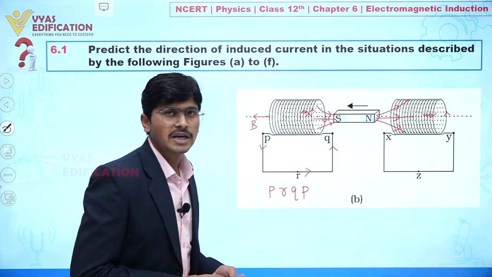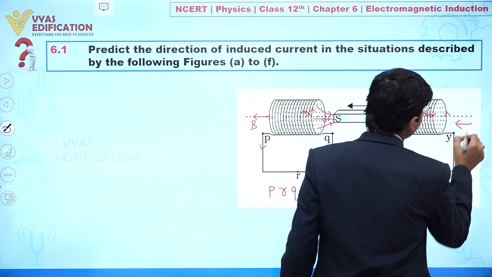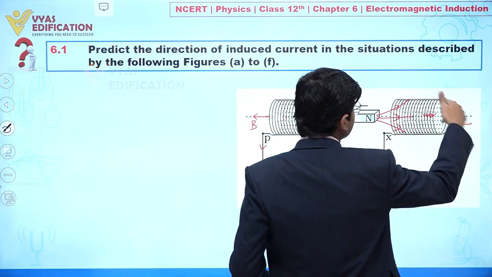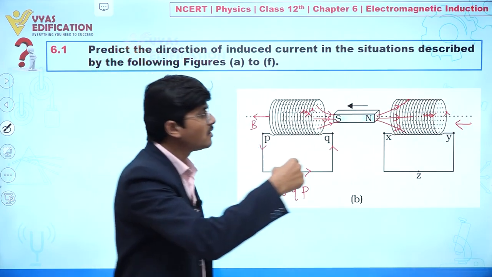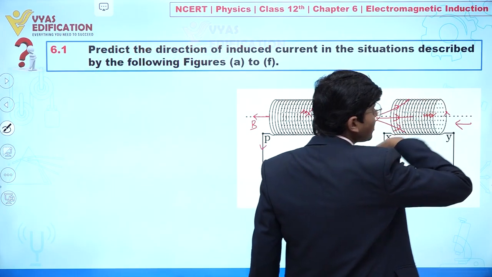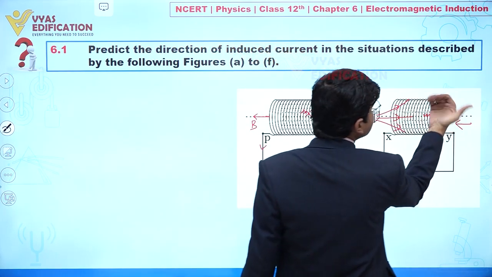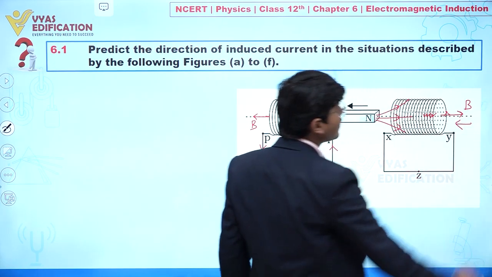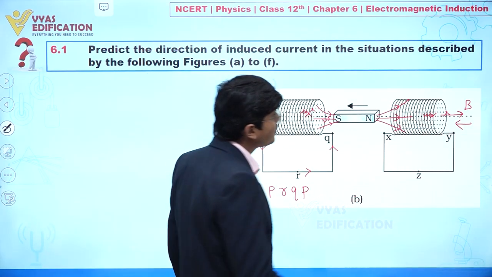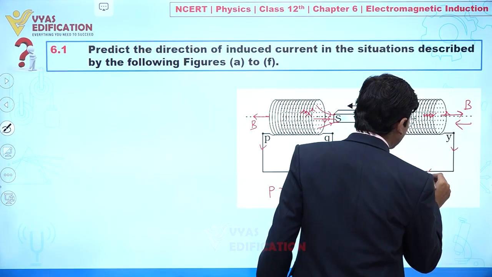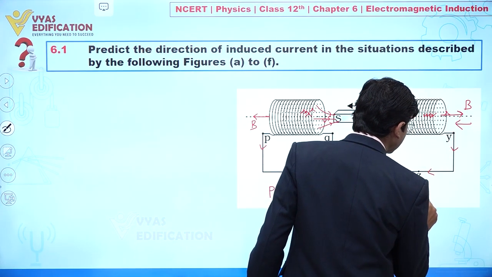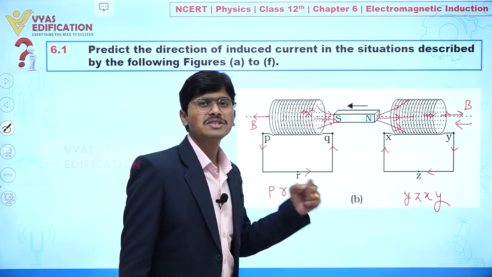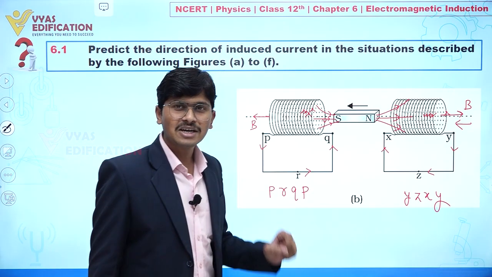Now if you see from this side, you can see that this induced current is in anti-clockwise direction, here this is in clockwise direction, and in this case this is anti-clockwise. So if you curl your finger in the anti-clockwise direction, the magnetic field direction is this one, clear? So from here we can say this is going from Y, Z and X, and again Y, clear? So this is the direction of induced current for figure number B, clear to everyone? Yes.